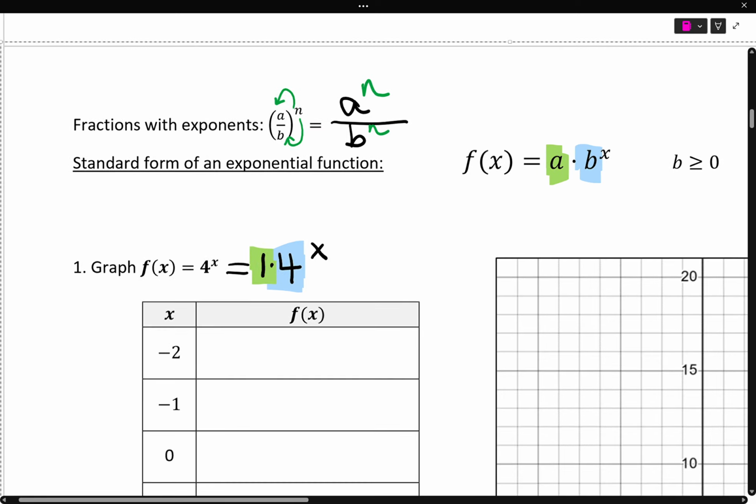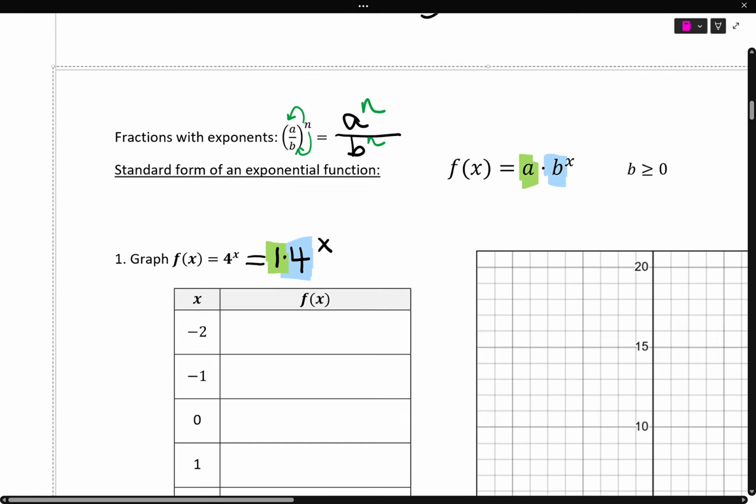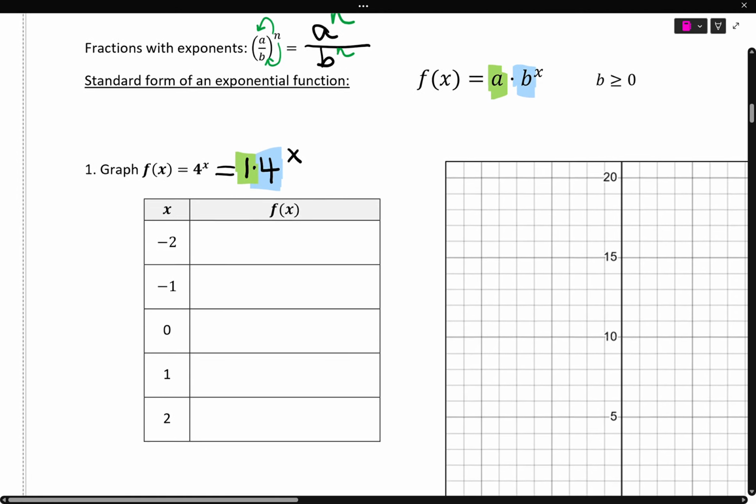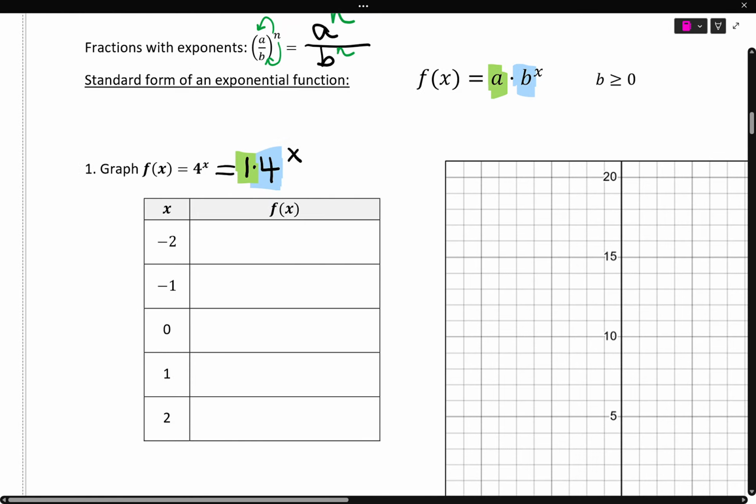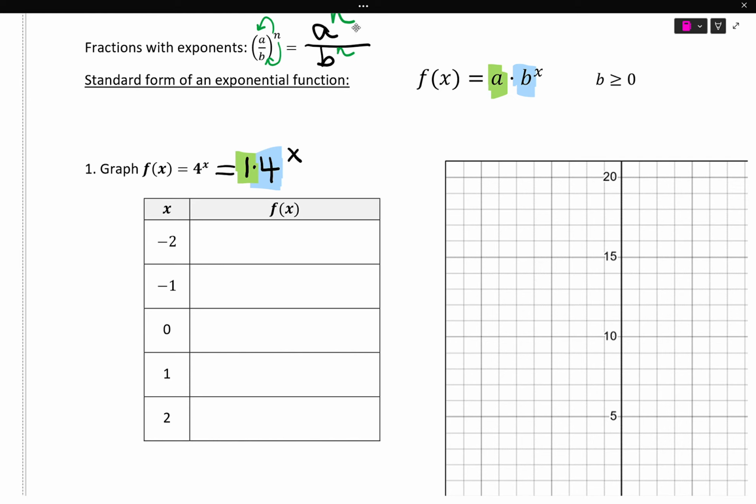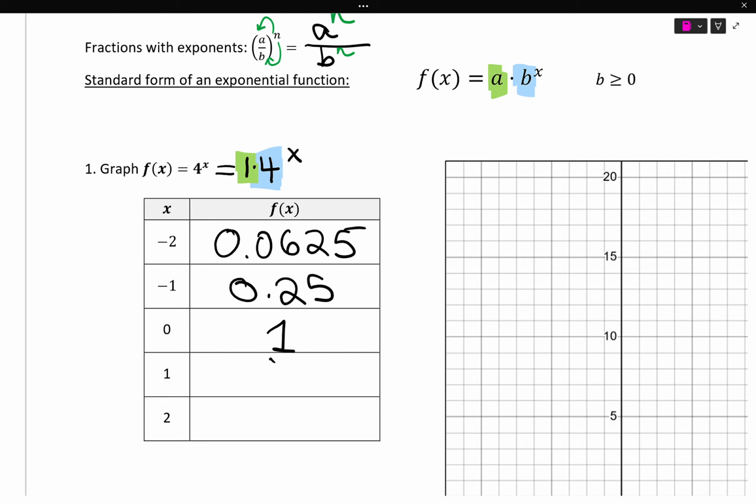Now, in a perfect world, I would be able to split the screen and show you how I'm doing this on my calculator. Maybe I'll make a video of that separately. But just imagine I've put this in my calculator. All right. So we've got 0.0625, 0.25, 1, 4, 16. Do you see how our 0 has a 1? That's the exact same 1 that was invisible in front of 4 to the power of x.